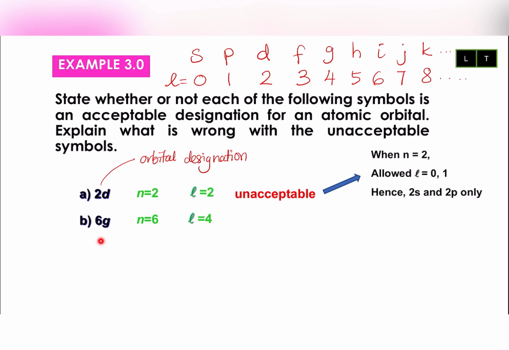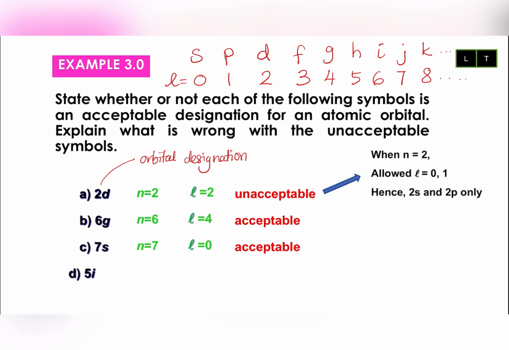So let's get back to question b. You have n equals 6 and g, for which l equals 4. Can you accept this? Yes, because l is less than n. So this is acceptable. Next, we have another example, 7s, where 7 is the n value and s brings the value l equals 0. The l value here, 0, is less than 7, so it is also acceptable.